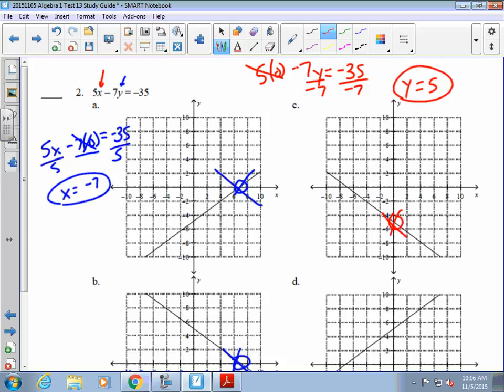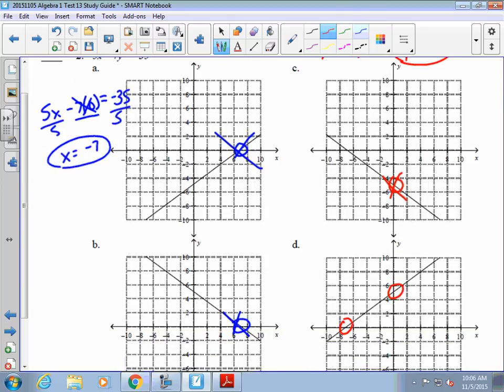So on your y-axis here, it's crossing through at -5. That's wrong. This one's +5. The x value is -7. That's this one. Therefore, D is the correct answer for that equation.